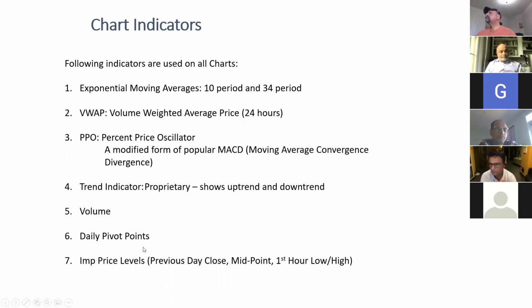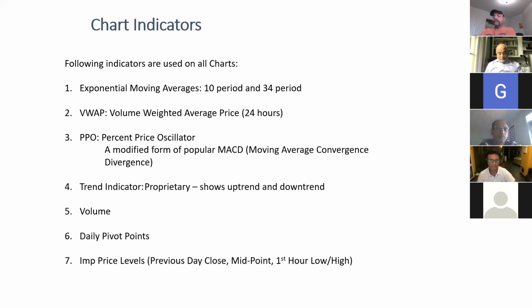Another set of indicators that gives you support and resistance levels are daily pivot points. Pivot points have mathematical formulas, and your charting platform automatically plots them based on the previous day, week, or hour. We use the previous day pivot point. I will show you how it works. There are certain price levels which are important: the previous day close, at what level the stock closed yesterday, today's midpoint, and the first hour low and high, which are very important. First hour low and high trading ranges.